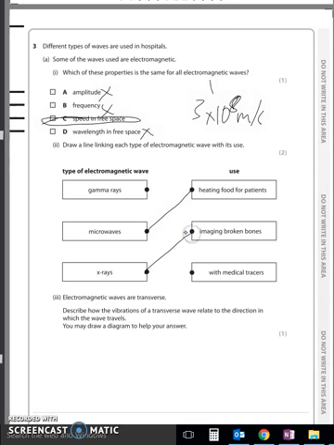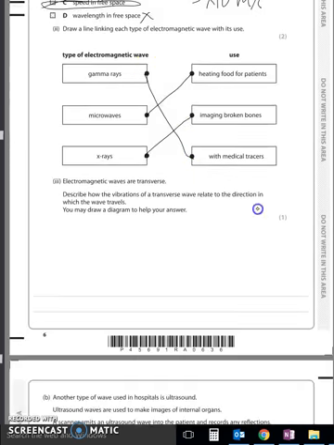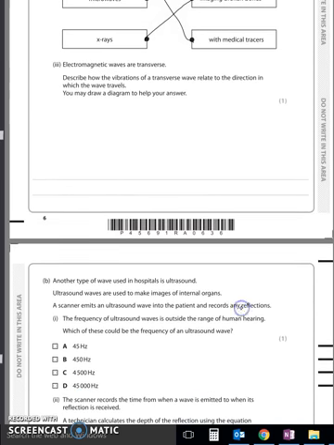So we've got microwaves here, and that's used for heating food. X-rays, pretty straightforward, imaging the bone. Gamma rays, medical tracers. Electromagnetic waves are transverse. Describe how the vibrations of a transverse wave relate to the direction in which the wave travels.